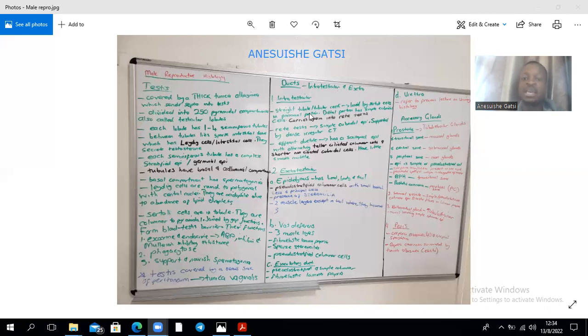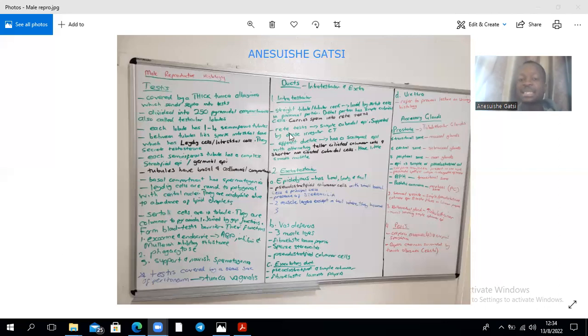Right? So at the end of each seminiferous tubule, you find what we call the tubuli recti or the straight tubules. Right? These tubuli recti are lined by Sertoli cells proximally, and distally they have a simple cuboidal epithelium. And they're the ones that carry the sperm from the seminiferous tubule into what we call the rete testis. The rete testis will have a simple cuboidal epithelium that is supported by a dense irregular connective tissue.